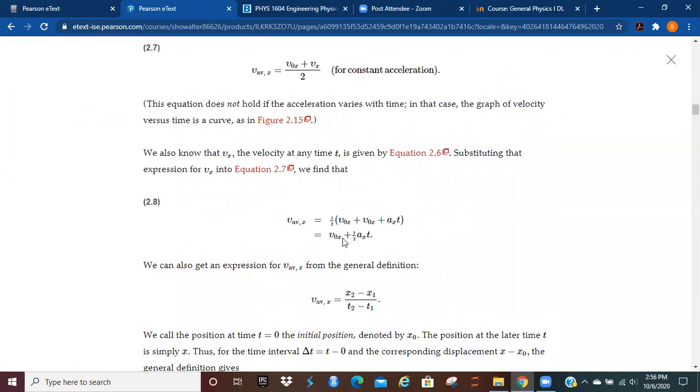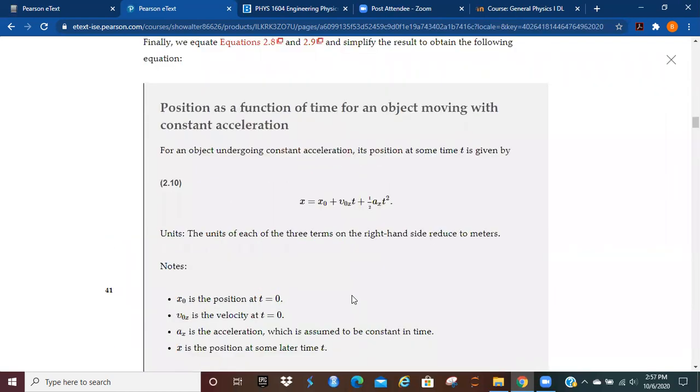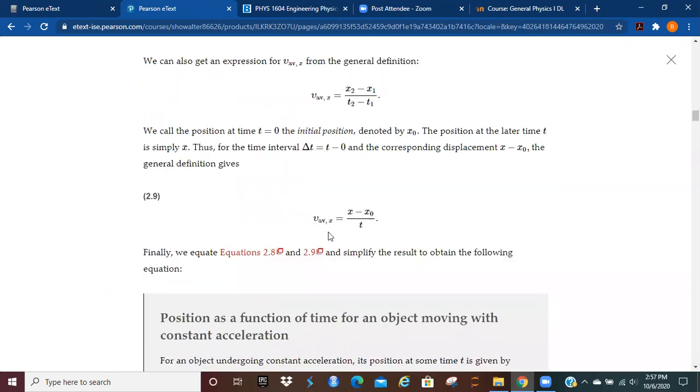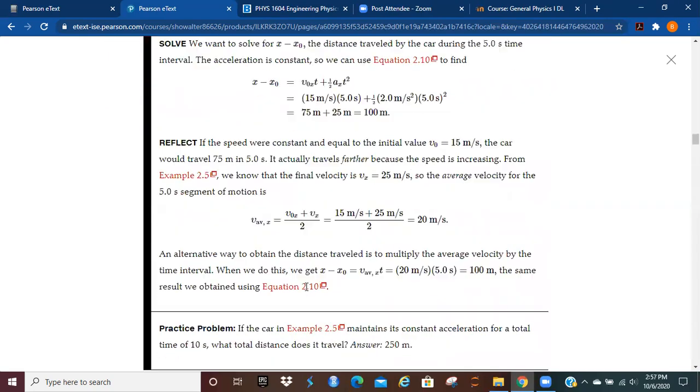And once you also know that this velocity, the velocity at any given time t, if you substitute that in for Vx, then you can rearrange the equation, and then you can have how the velocity at a particular time at x is going to be the same as your starting velocity plus 1/2 at squared. And then again, you can come up with this third equation here through some continuous torturing of those equations.